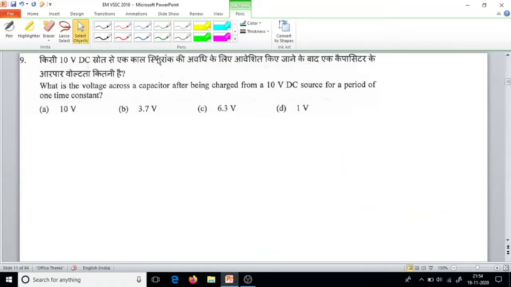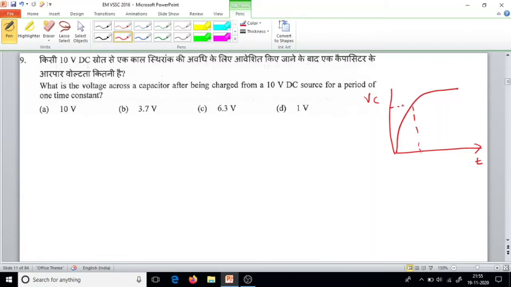Question number 9. What is the voltage across a capacitor after being charged from a 10 volt DC source for a period of one time constant? If this is the time, and this is the voltage across the capacitor, the voltage rises like this.